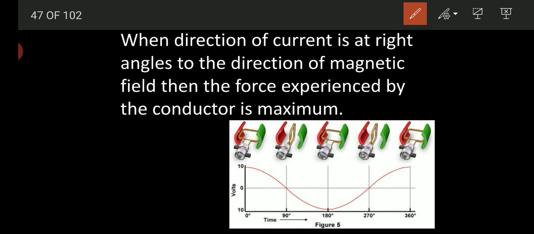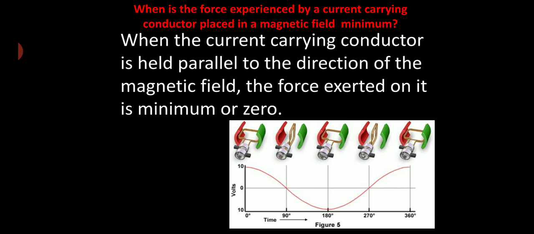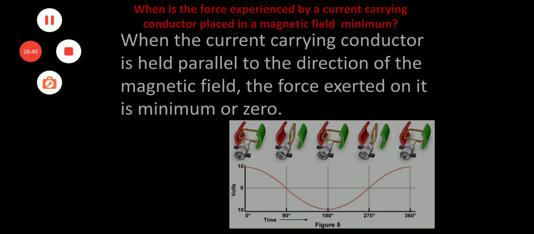Cleared? So when the direction of the current is at right angle to the direction of the magnetic field, then the force experienced by the conductor is maximum, and when the current carrying conductor is held parallel to the direction of the magnetic field, then the force exerted on it is minimum or zero. So there is no force experienced by the conductor when it is placed parallel to the direction of the magnetic field. Okay, so this is about the DC motor. Now let's discuss the question answers.